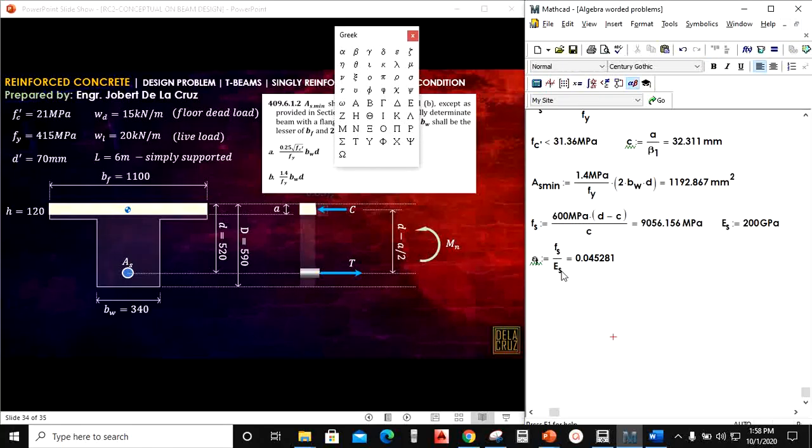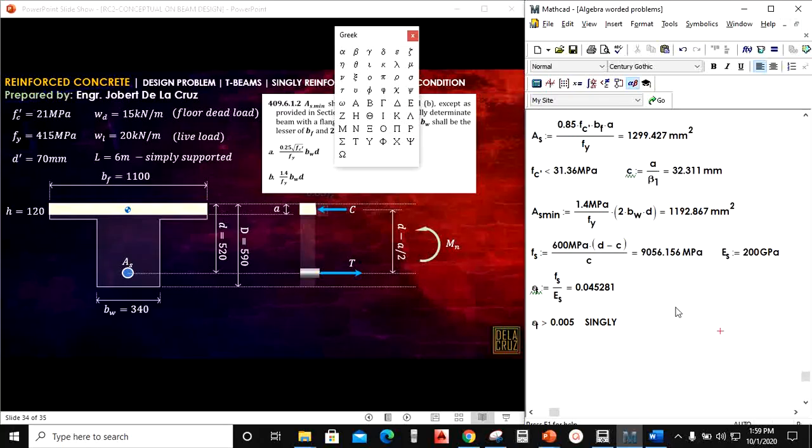Now, as you can see, epsilon t is greater than our boundary of 0.005. That means this is okay. This is singly. That is designed for singly. If it goes below this boundary, that is doubly. But it is a very rare condition for T-beams to become doubly. Believe me, it will not really become doubly if the values of our loads are reasonable. It is always singly, or only rarely doubly.